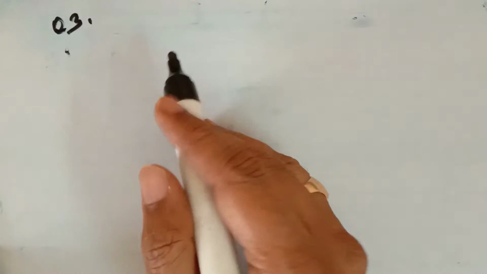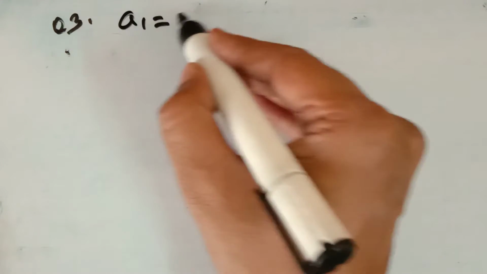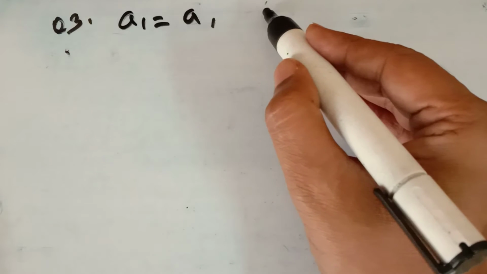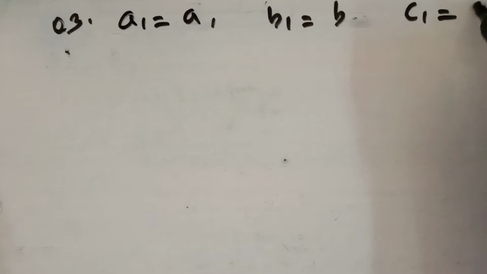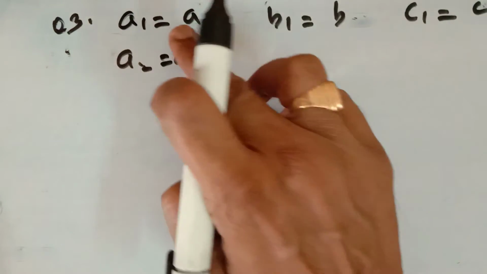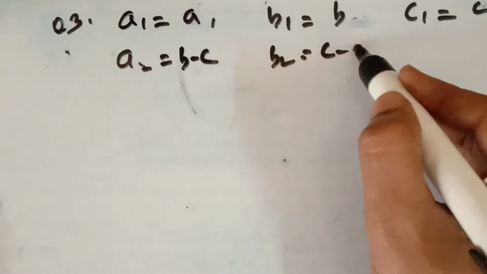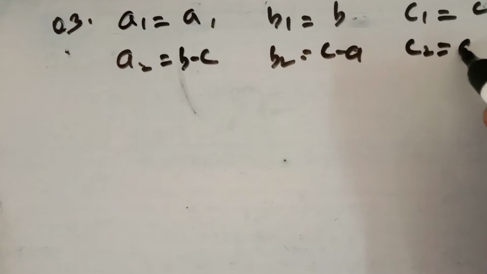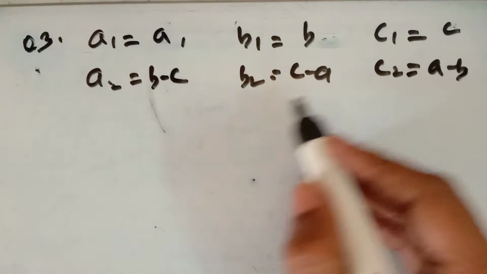Now after that, in question number 3, you have to find the angle between the lines whose direction ratios are given. So let the direction ratio of the first line be A1 equal to A, B1 equal to B and C1 equal to C, and A2 is B minus C, B2 is C minus A and C2 is A minus B.